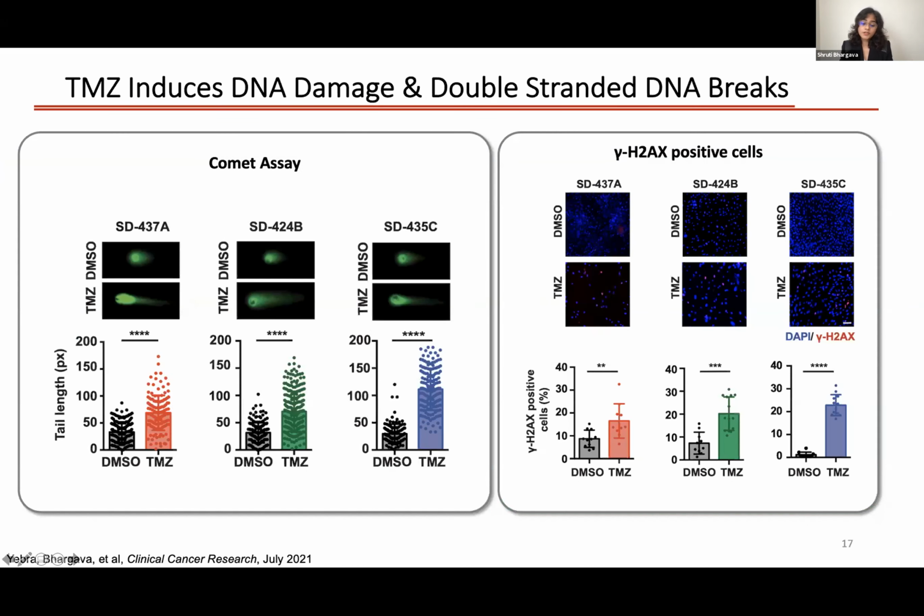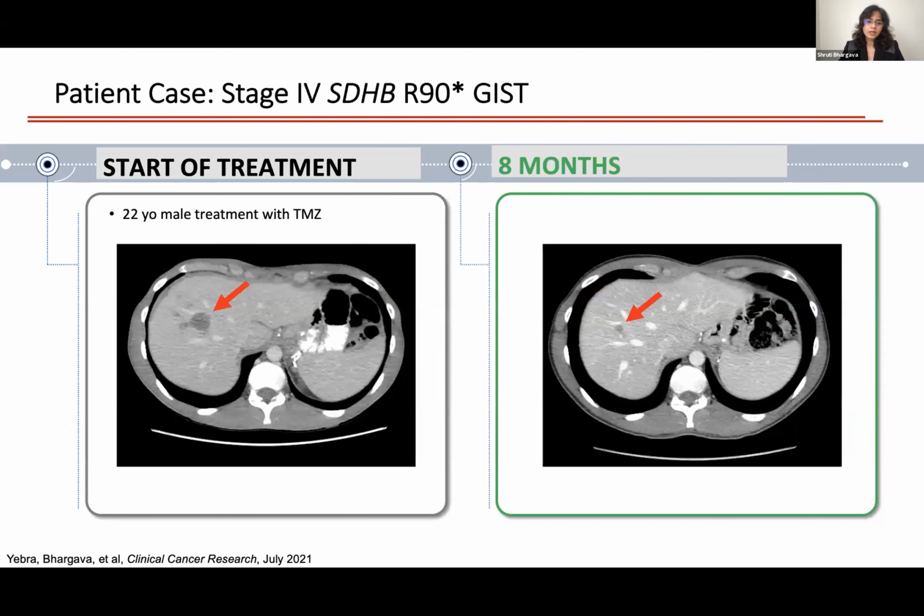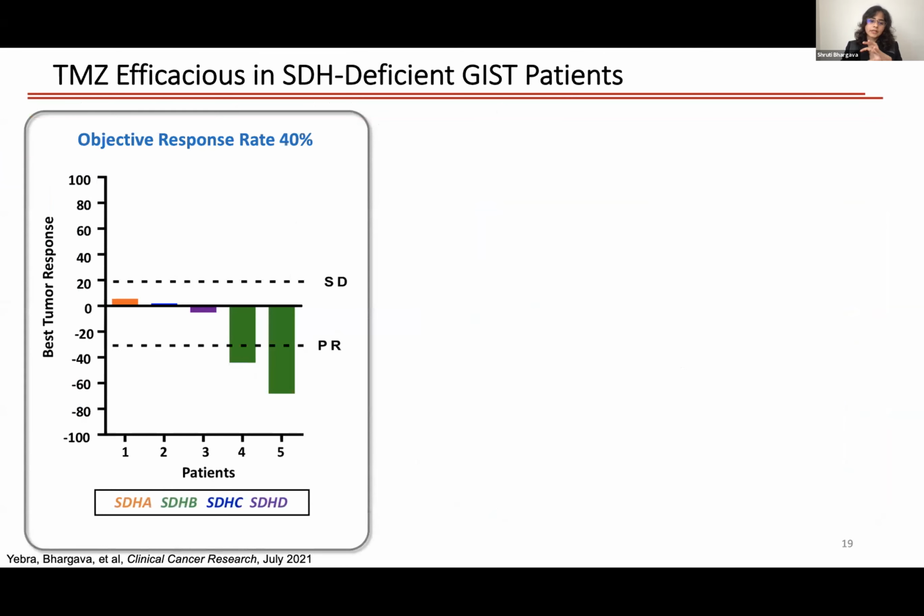Now, the most important question of our entire research was whether all of this is now translated inside the clinic. Is this finding clinically relevant? So we saw that when a patient who was SDH-B mutant, who was having SDH-B mutant GIST, was treated with temozolomide, within 8 months, we had a dramatic response. And thus, the phase 1 clinical trial of temozolomide on GIST patients gave us promising results.